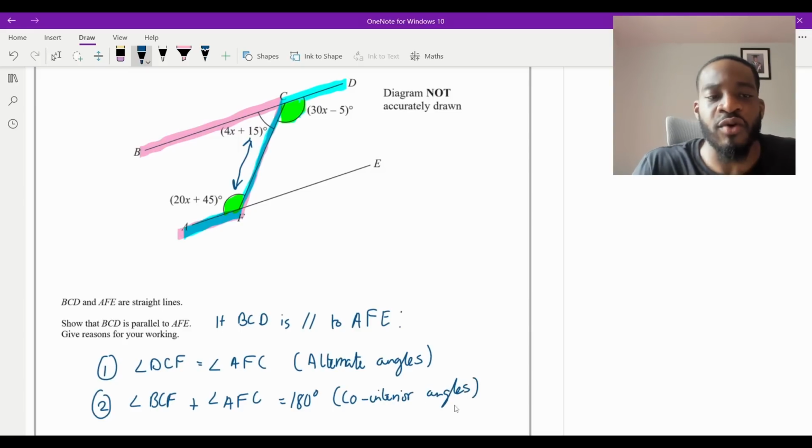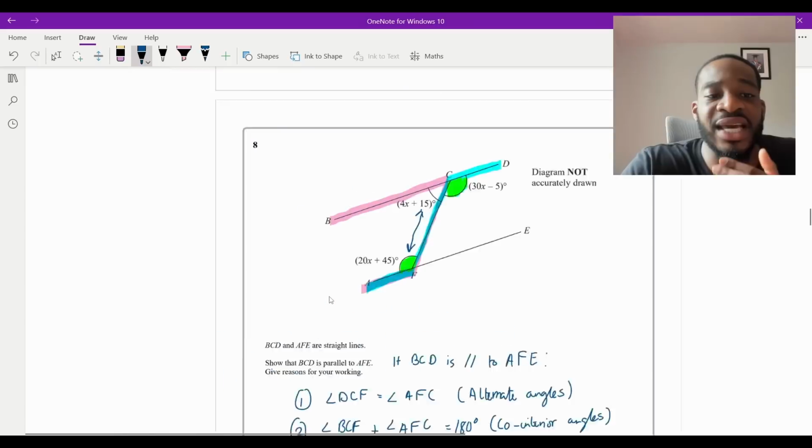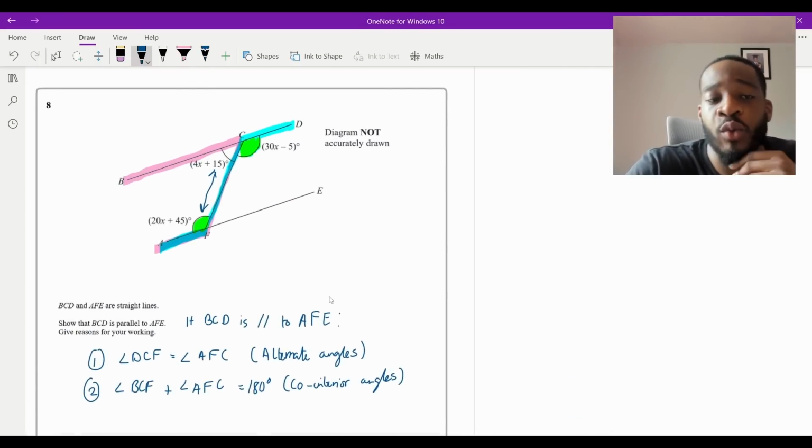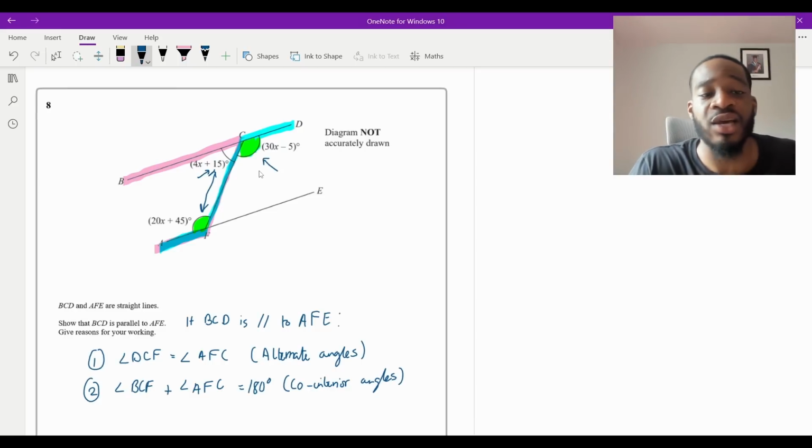Now, we've got that done. What we need to do is actually calculate what these angles are and see if they actually follow these rules. How can we do that? Well, we're trying to find out what x is, so we have to form some sort of equation. We know as a fact that BCD and AFB are straight lines. We've got two angles on this line BCD. Angles on a straight line add up to 180. So the 4x plus 15, this angle here, plus the 30x minus 5 has to equal 180.